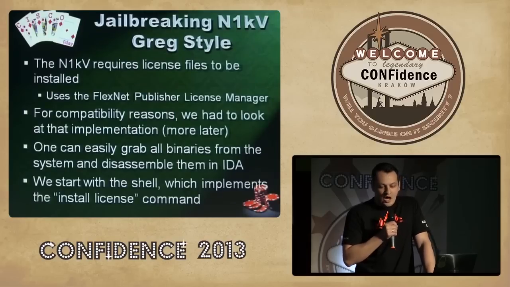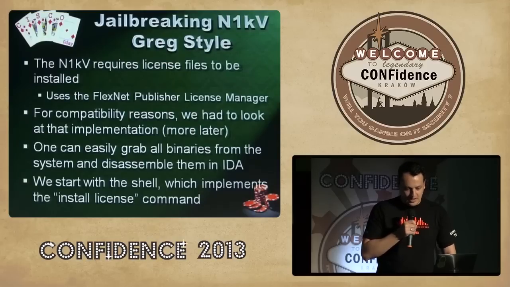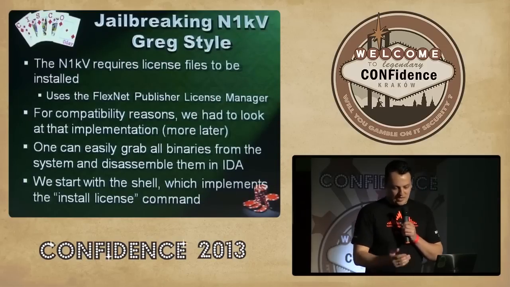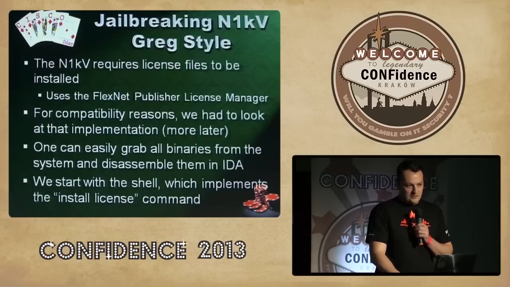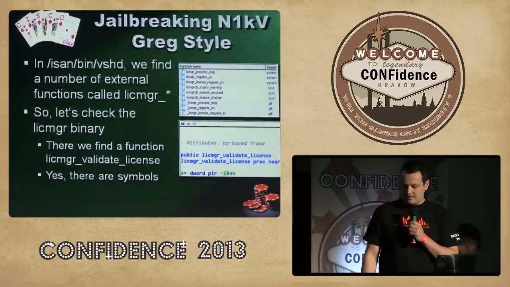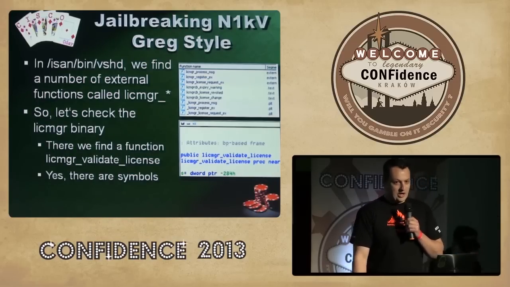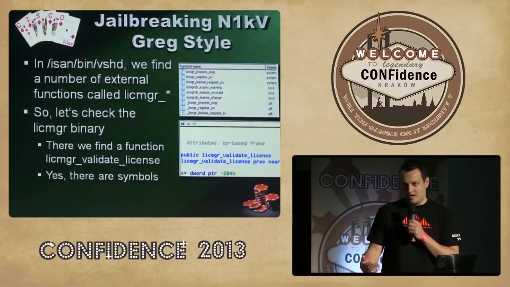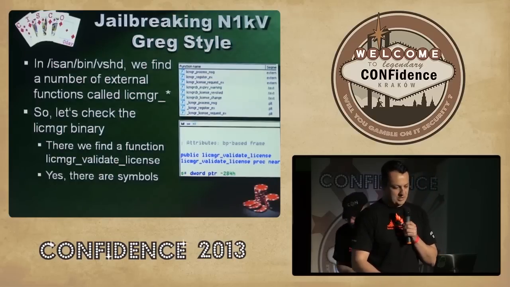So after FX jailbroke the device, we just grabbed all the binary files from there, put them into IDA. And I wanted to see how the licensing scheme actually works. So not knowing anything about the platform, I would just grab the shell, the binary, like the VSH shell, and put it into IDA, and start to figure out what actually happens when I say install license. Okay. So that's not too hard, actually, because in the binary, you find a couple of references to external functions called lic_mgr_something, which sounds like license manager. Yes, there are symbols in the binary files, obviously, because Cisco doesn't know how to use strip.